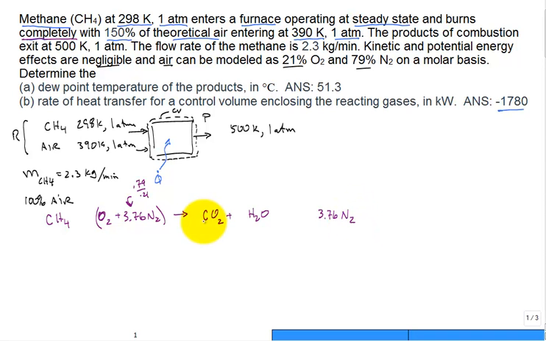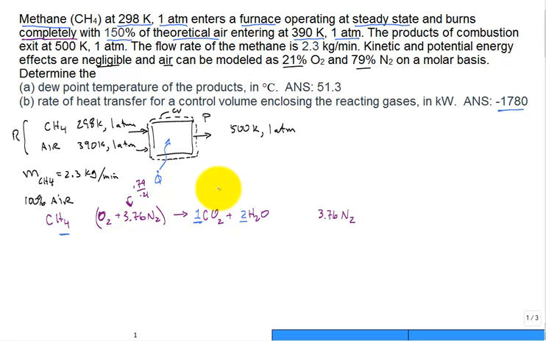And now what we're going to do is we're going to balance the carbon first. We see that there's one carbon here. Hence, the stoichiometric coefficient in front of the CO2 to balance the carbon has to be 1. All right. Then we balance the hydrogen. We have 4 in the fuel right here. Hence, the stoichiometric coefficient in front of the water vapor going out is 2.